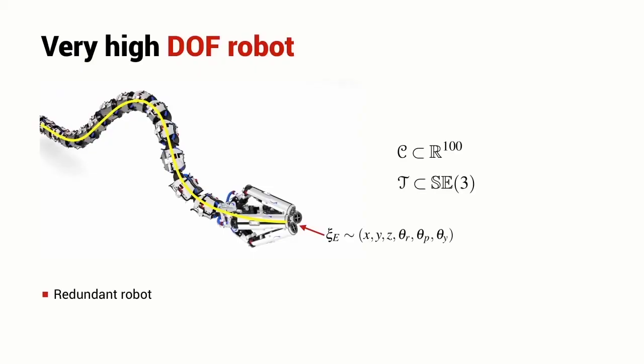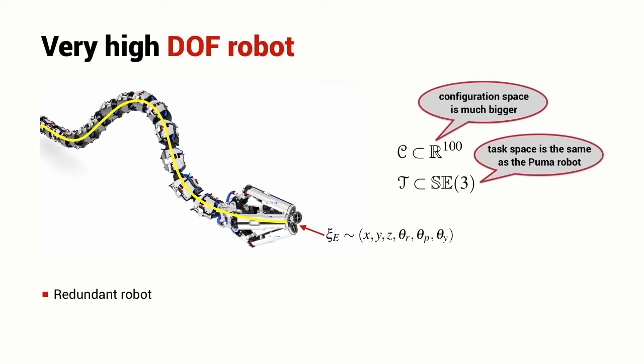Here we have an image of a redundant robot, and this is a concept that we introduced in the previous lecture. This is a robot with a very large number of degrees of freedom or joints. We also introduced the concepts of task space and configuration space. Now, the task space of this robot is a subset of SE3, and that's exactly the same task space as the Puma robot has. That is, within a working volume, it can move to a particular point and achieve a particular end effector orientation. However, the configuration space of this robot is much bigger.